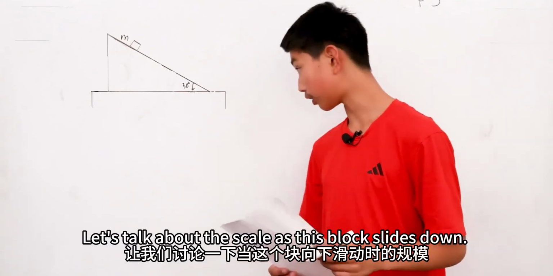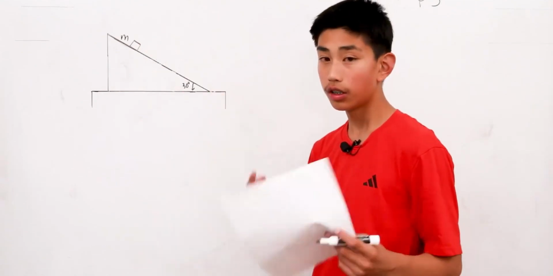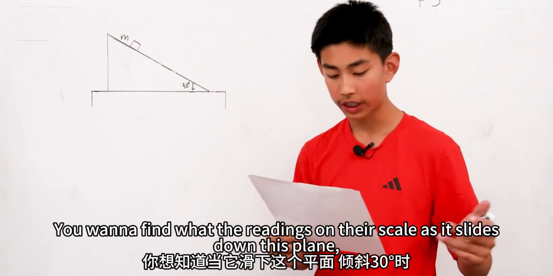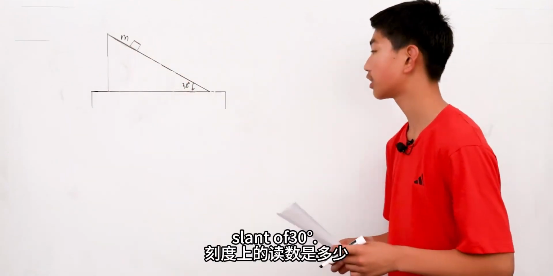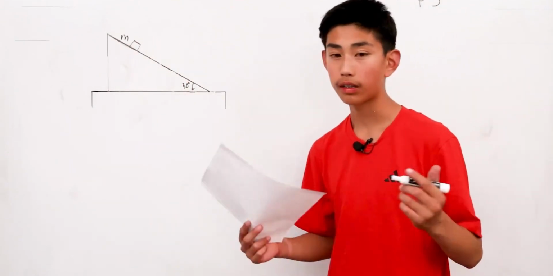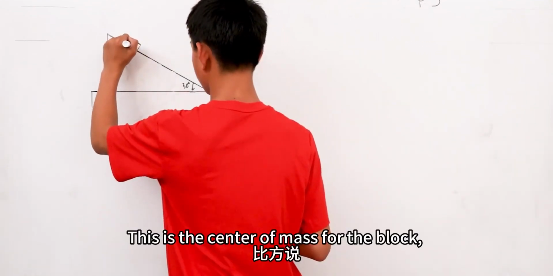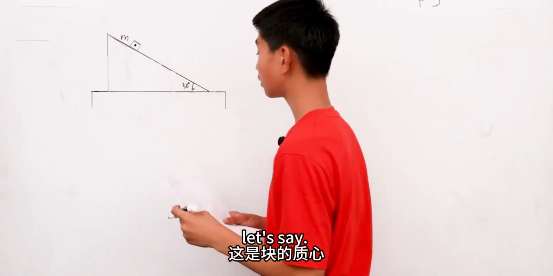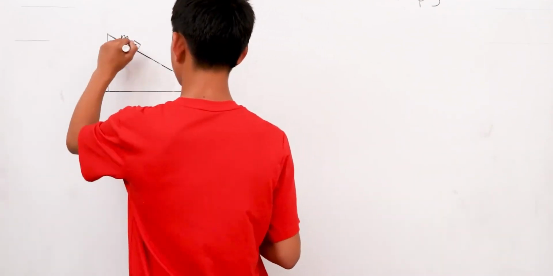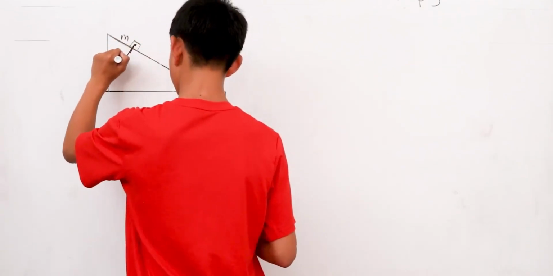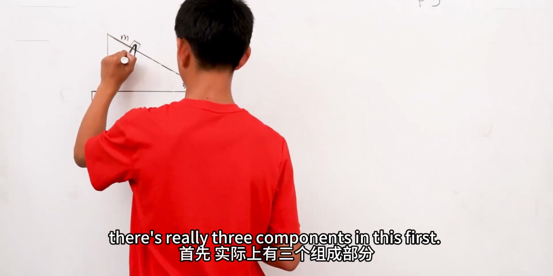Let's talk about the scale. As this block slides down this plane slanted at 30 degrees, you want to find what the reading on the scale is. Let's draw a free body diagram to show what's going on here. This is the center of mass for the block, let's say. There are really 3 components in this.